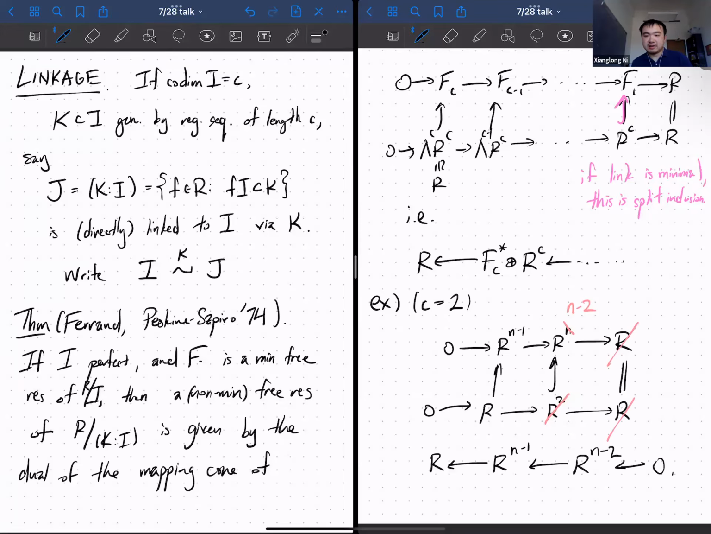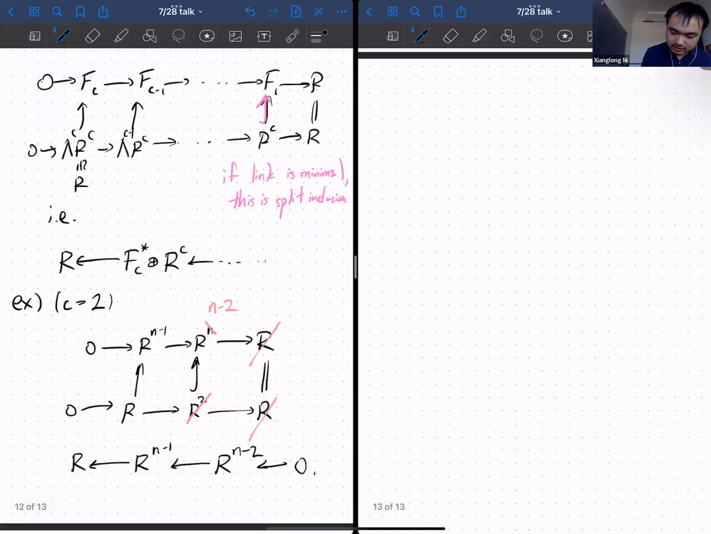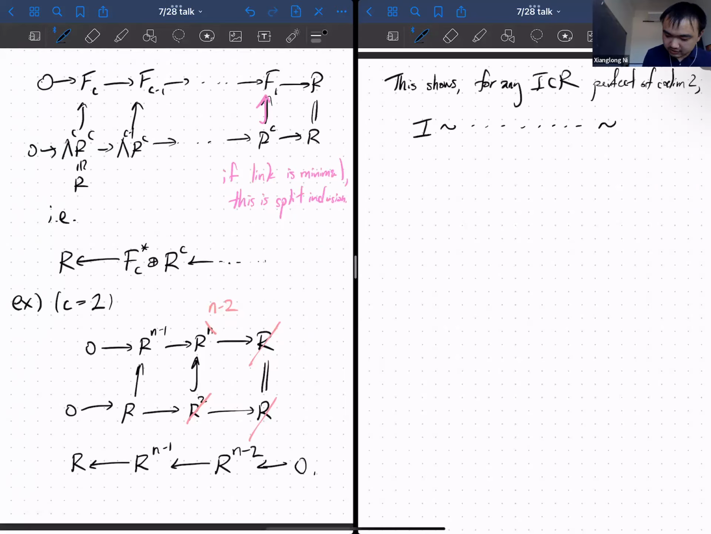So what does that mean? This means that in the case of codimension 2, every time you do a minimal link, the total Betti number of your ideal decreases. After a finite number of steps, you reach Betti numbers 1, 2, 1. And a perfect ideal with Betti numbers 1, 2, 1 is a complete intersection. So this shows that for any perfect ideal I in R of codimension 2, I can do a sequence of links to reach a complete intersection.